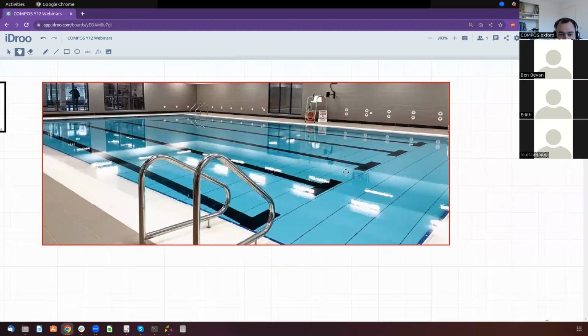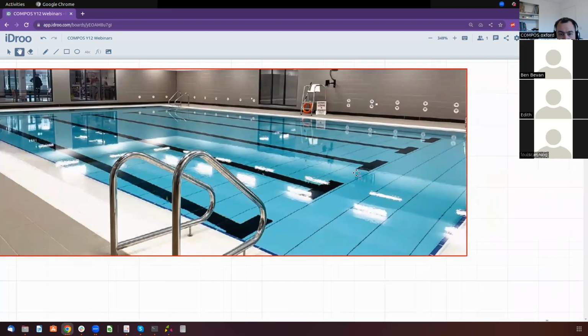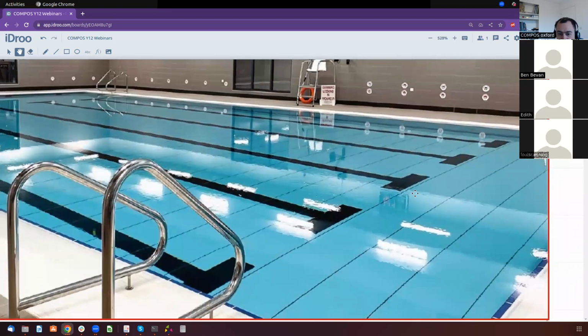And indeed, if you look at a picture, it seems like the pool is really shallow. Look at that depth. Oh, it definitely seems like if you jump into this pool, you'll break your legs. But it's not the case. It's actually a standard depth.